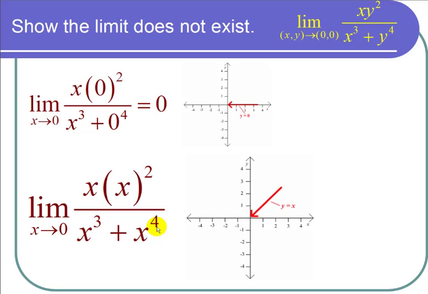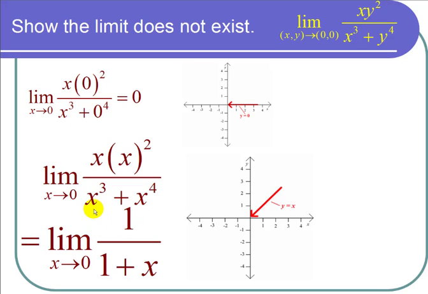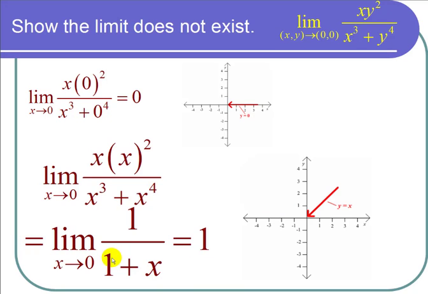So the numerator is x times x squared, which is x cubed, and I can divide x cubed on the top and the bottom. I get 1 on the top, and x cubed over x cubed is 1, x to the fourth over x cubed is just x. So I'm left with the limit as x approaches 0 of 1 over 1 plus x. Well, if x is 0, I get 1 over 1, so the limit is equal to 1.